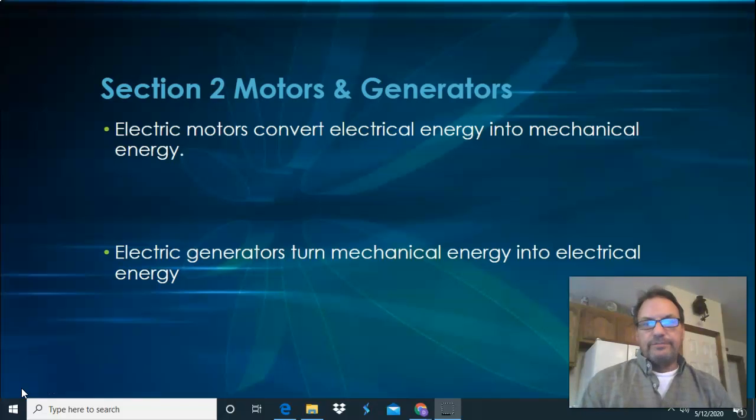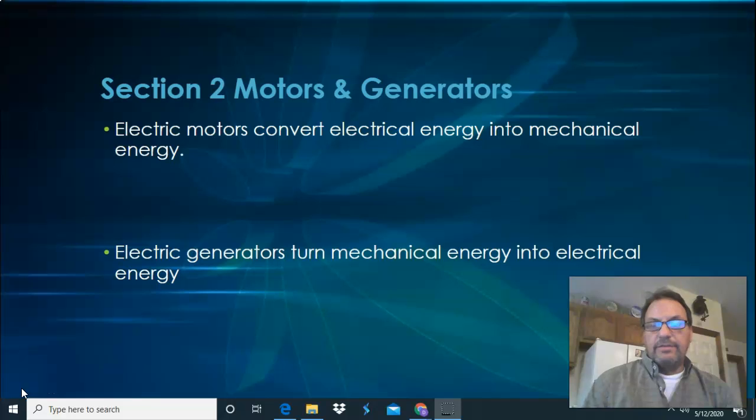But if you have a motor, you know you have something that is turning, that is moving, that is mechanical. And for the motor to work, it's going to have to have some form of electrical energy. And that energy is going to then be turned into mechanical energy. And then an electric generator is going to be generating electricity. It's going to be making electricity. So it's going to have to turn something, and that's going to be mechanical. So turning mechanical energy into electrical energy is an electric generator.